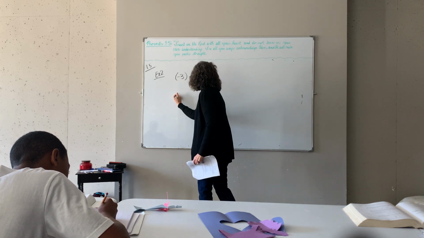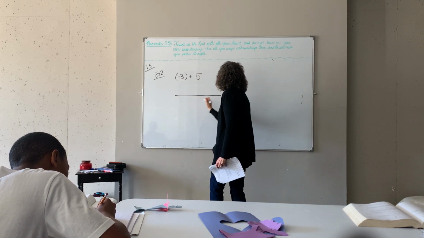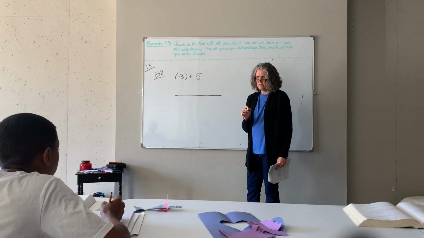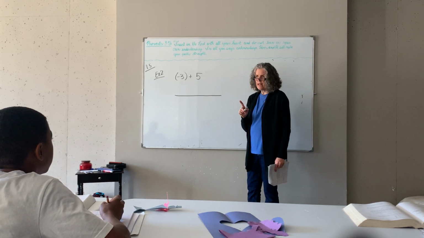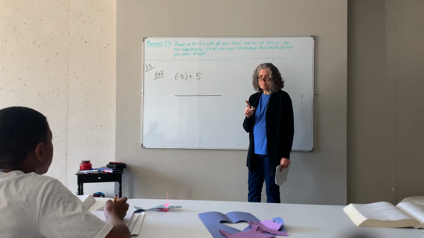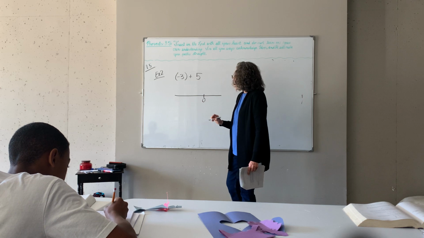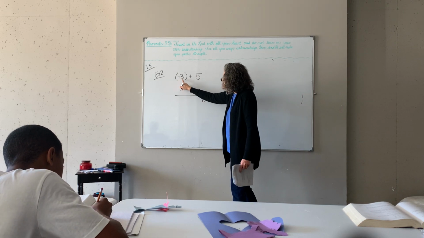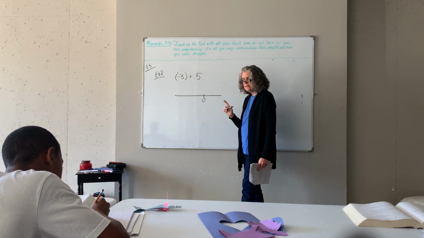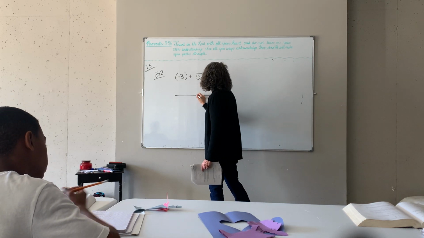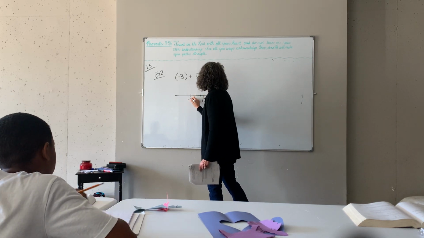All right, so draw your number line. You always start where? On the number line, at 0. Okay, so I'm going to start at 0. And then it tells me to go negative 3. Which direction is negative 3, left or right? Left, so I'm gonna go back 1, 2, 3 to negative 3.